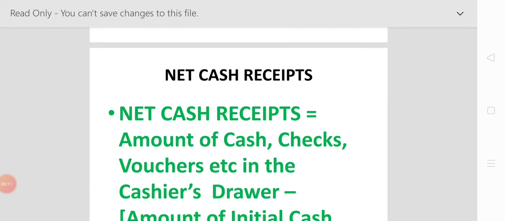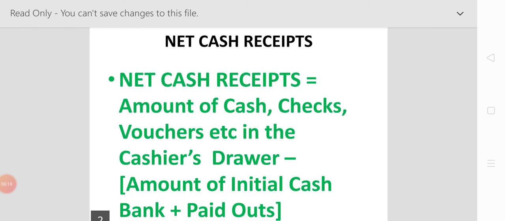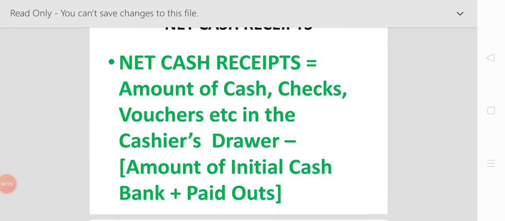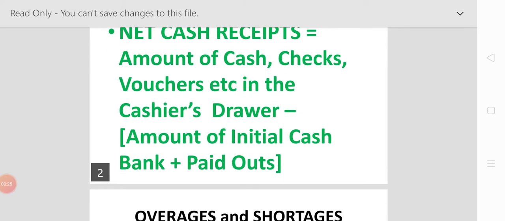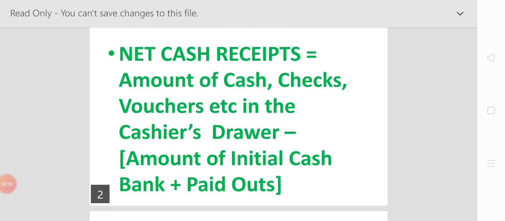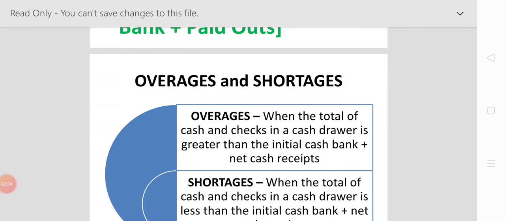What is the formula of net cash receipt? In this we will study some of the formulas. The amount of cash, checks, vouchers, etc. in the cash drawer minus the amount of the initial cash bank plus paid-outs is the formula called the net cash receipt.